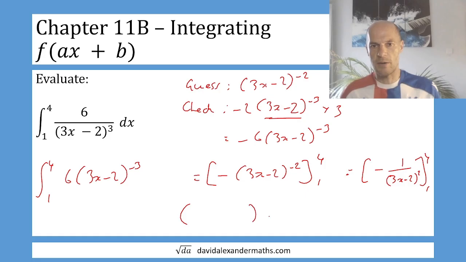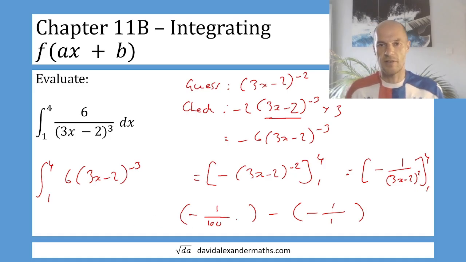So let's just do our two brackets. So it's minus 1 over 3 times 4, which is 12, take away 2 is 10, 10 squared is 100, and this is minus 1 over 3 times 1 is 3, 3 take away 2 is 1, 1 squared is 1. So here I'm just subtracting 1, but I'm subtracting minus 1, so that is adding 1.